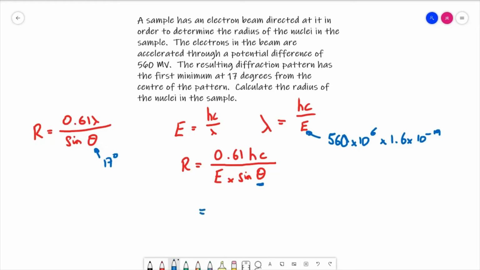Once we put all of that into our calculators, then we end up with a radius of 4.63 times 10 to the minus 15 meters, or I would write that as 4.63 femtometers. And again, at that point we can sanity check our answer. We know we're expecting something of the order of femtometers for the order of magnitude of the radius, so at 4.63 femtometers we're quite happy with that answer.